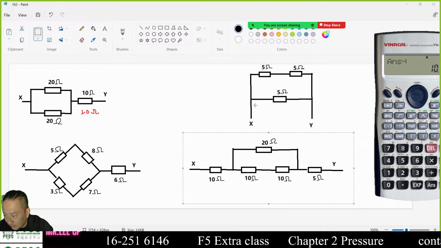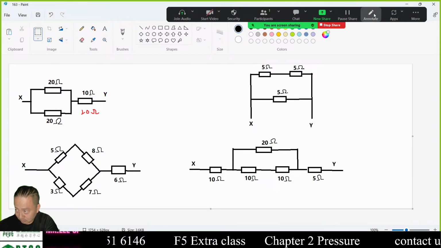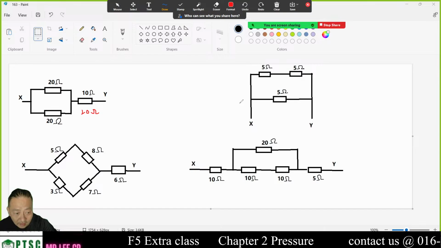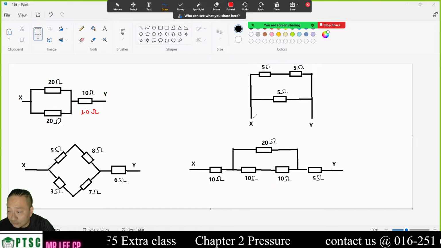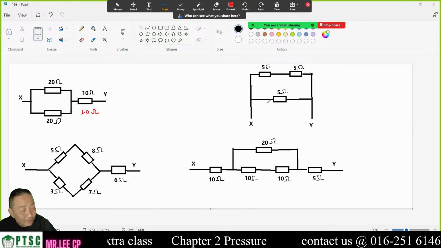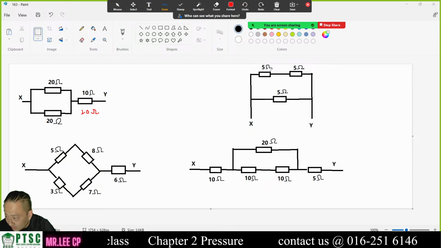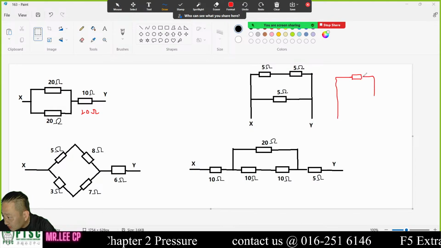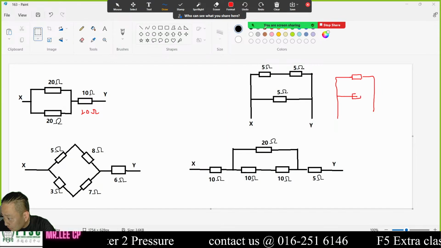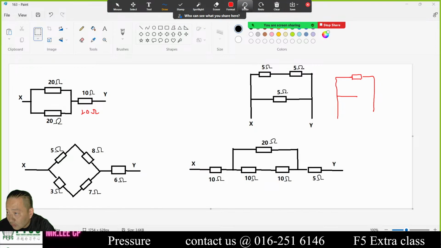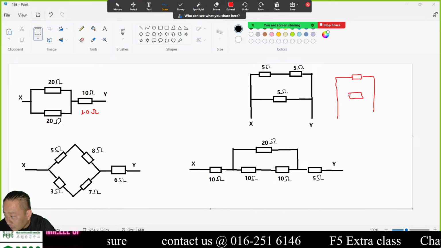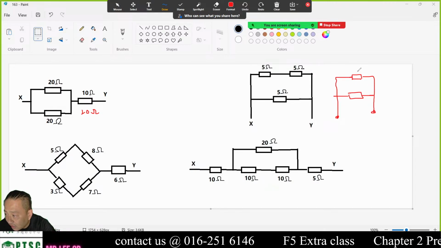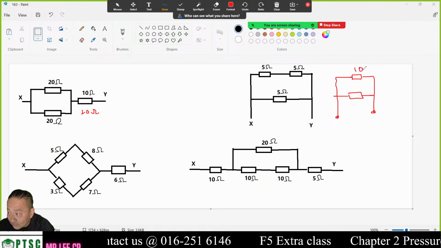How to answer this kind of question? This one is revision, so I do it faster. Later I give you something harder. I designed about 6 to 7 questions. So this one is series, you combine them together. This is X and Y. So 5 and 5 combined become 10, and then this one is 5.